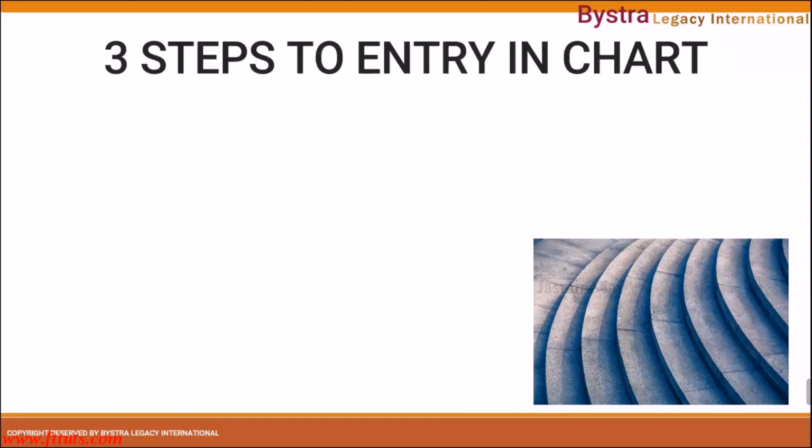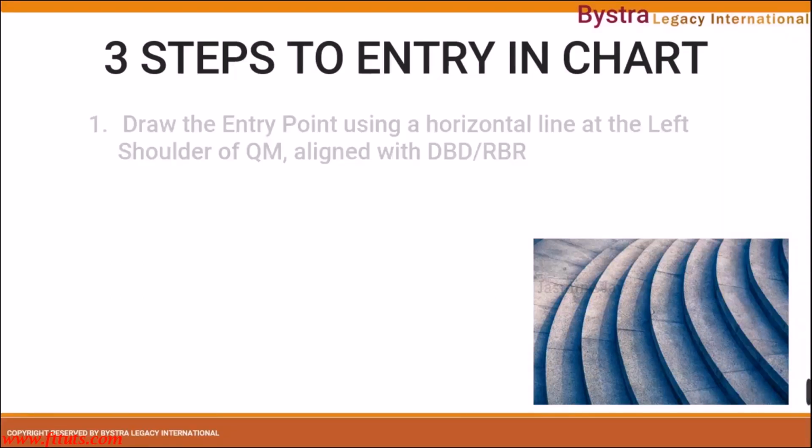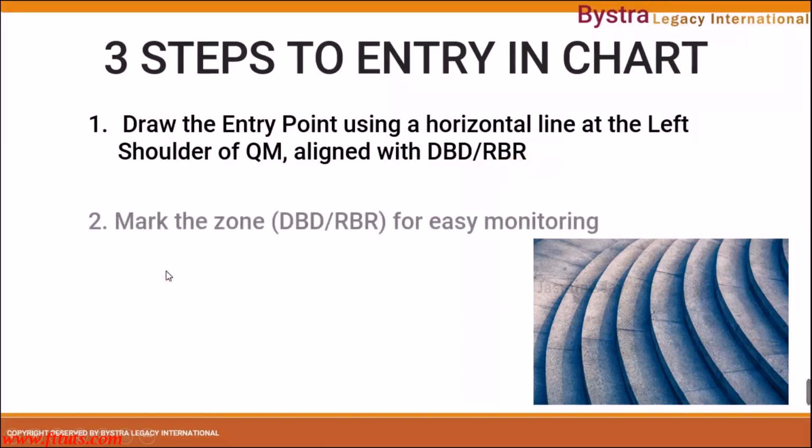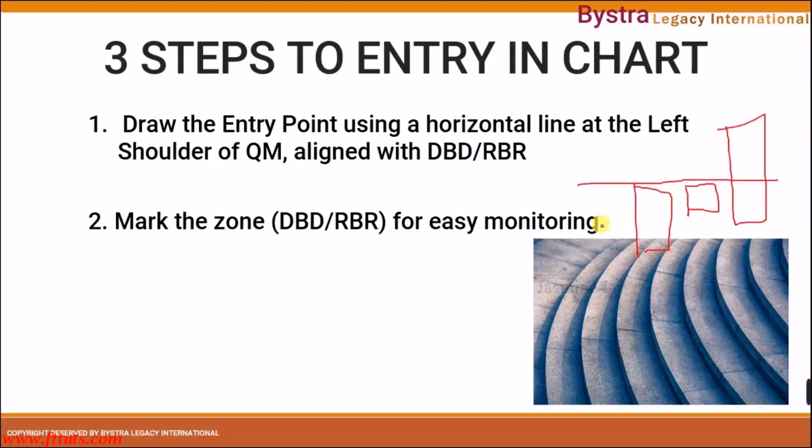There are 3 steps to entry in the chart for QM manipulation. It is very simple. First, remember guys, draw the entry point using a horizontal line at the left shoulder, must be aligned together with the drop base drop or the rally base rally. Second, mark the zone. So if there's a bearish candle, then you have the bullish candle, then you have the bearish candle, so we mark this zone. Okay, the rally base rally, this base, this is the zone that we mark.